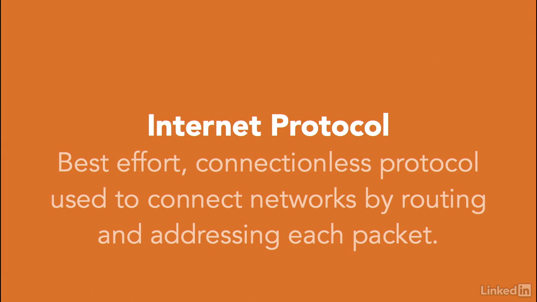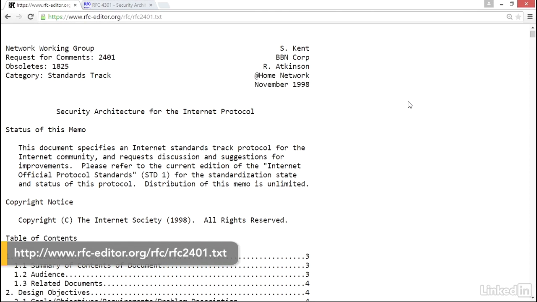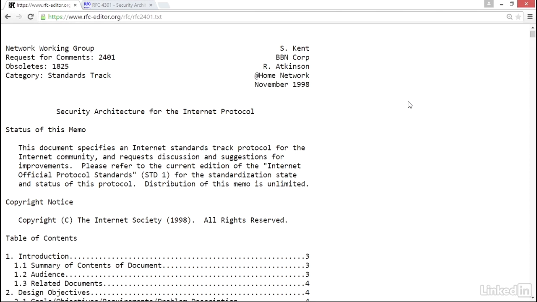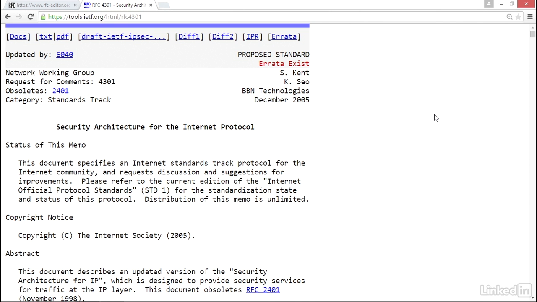Internet Protocol is a best-effort connectionless protocol which is used to connect networks by routing and addressing each packet. Back in 1998, we see this Request for Comment 2401 that provided a framework for what we know of today as IPsec, a security architecture for the Internet Protocol. It has since been updated to RFC 4301, but it has many of the same beginnings of the original RFC.